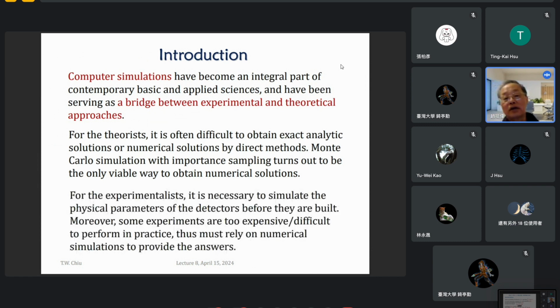For experimentalists, it's necessary to simulate the physical parameters of the detectors before they are built. Also, some experiments are too expensive or difficult to perform in practice, so we have to rely on the numerical simulation to provide the answer.